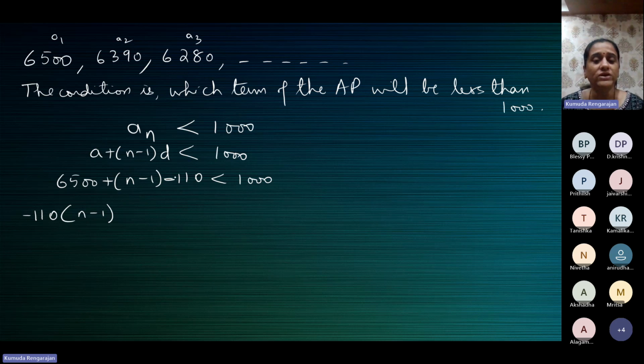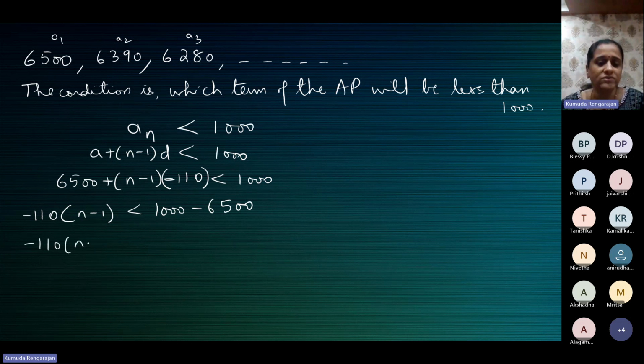It's (N minus 1) into D, right? Let me put a bracket here also: 6,500, A, plus (N minus 1) into D, into minus 110. Now I've put minus 110 in the beginning, into (N minus 1). 6,500 you can transpose: less than 1,000 minus 6,500. So we have minus 110 into (N minus 1) is less than minus 5,500.